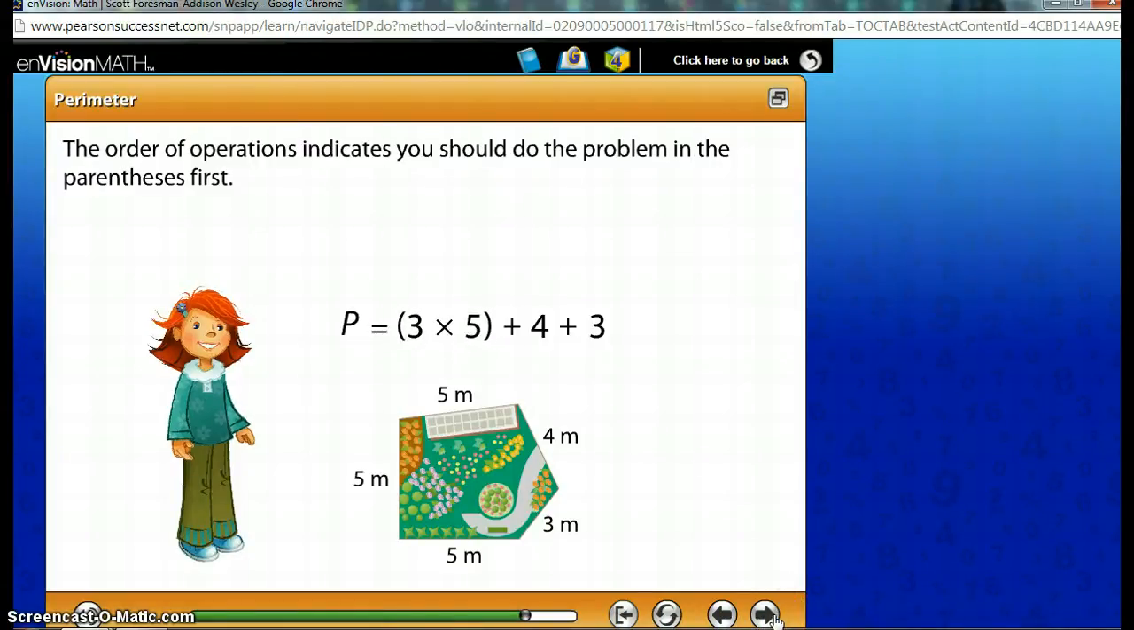The order of operations indicates you should do the problem in the parentheses first. We'll talk about order of operations a lot more later in 5th grade, but just for now, know anytime as a mathematician that you see something in parentheses, that is a signal that you always do the operations in parentheses first before you do anything else.